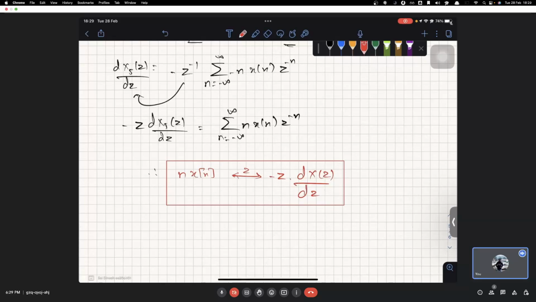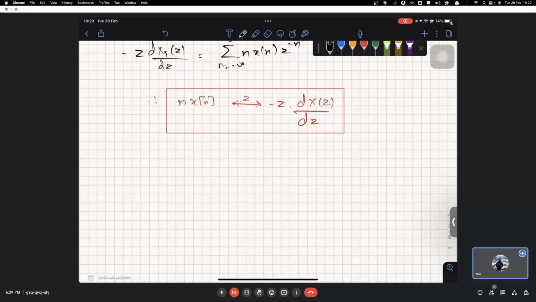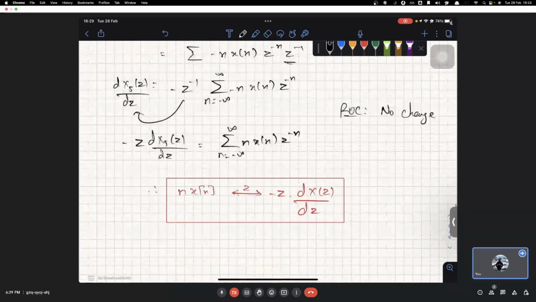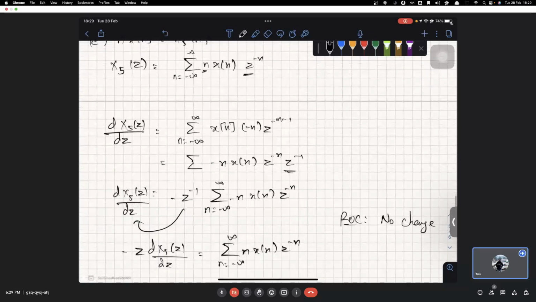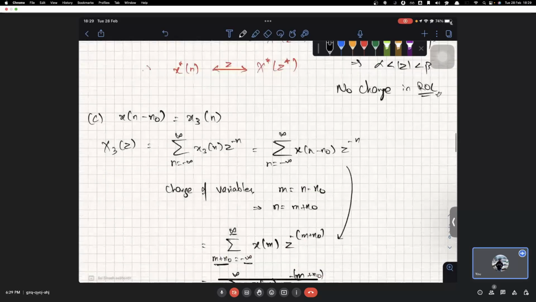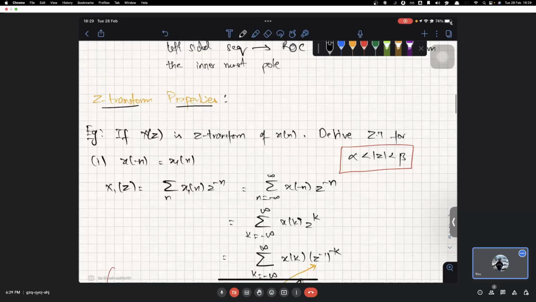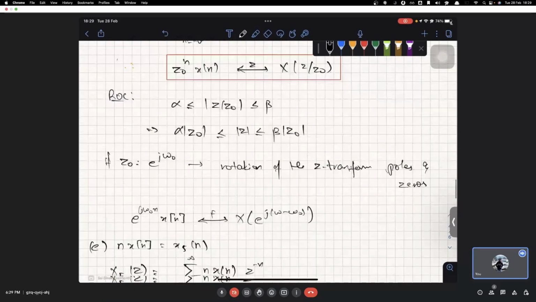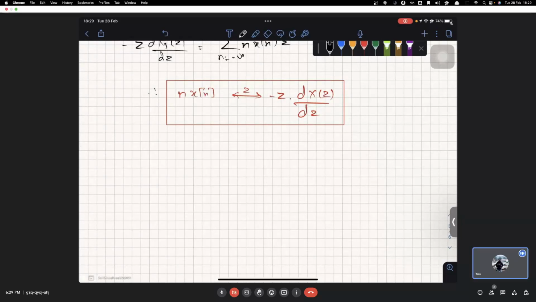So yes, and then the ROC here also does not change actually. So these are a few of the important properties. Here we highlight a few of them by doing these examples. Here we highlight few of the important properties of the Z transform. Here we know the multiplication property, then we get the multiplication by an exponential sequence, and then conjugation, time reversal, time shifting, etc. So all these properties are quite important while solving the problems that we face.